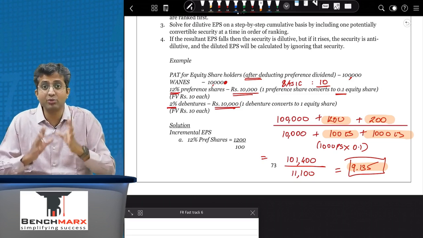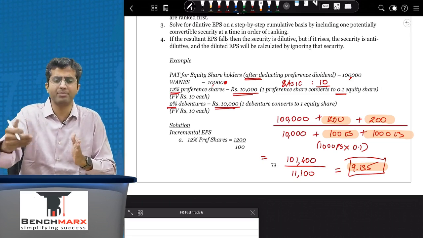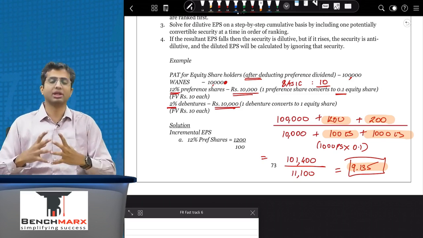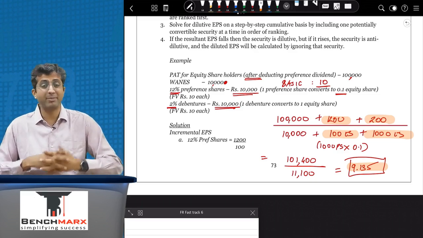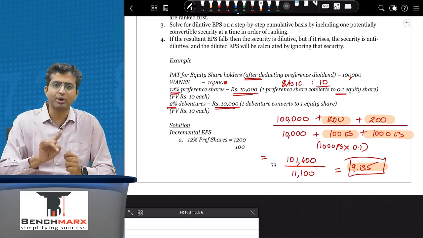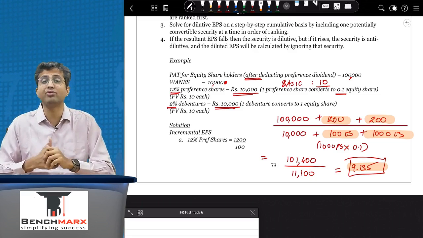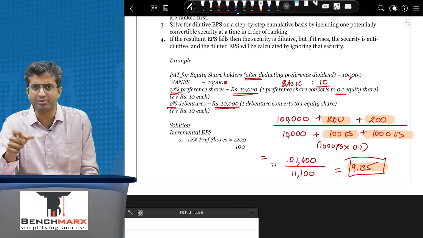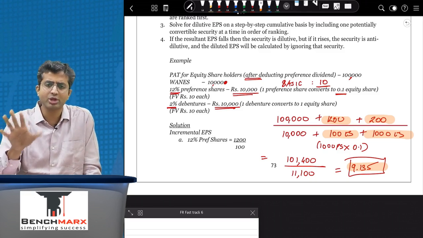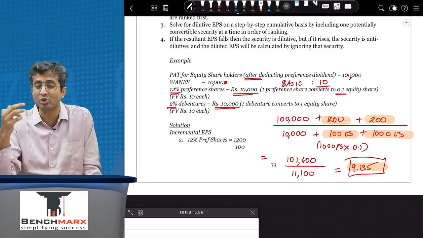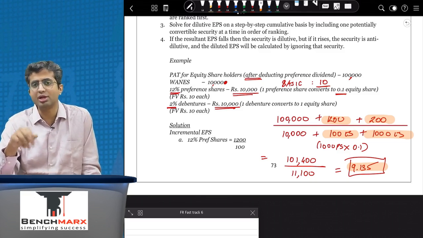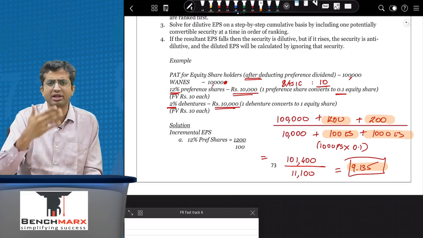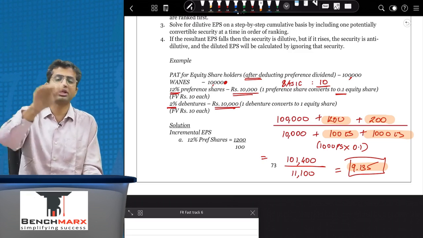Well, there is a method given whereby you will have to solve on a step by step and a cumulative basis. What does this mean? It means that you will not take all the potential equity shares blindly. You will take one potential equity share at a time and find out whether the EPS on inclusion of that potential share, for example, debenture, you will take only debenture, not the preference shares, and you will find out whether the EPS is dilutive. If yes, then on a cumulative basis, then you will take the second. If it still falls, then you will take the third, and so on.